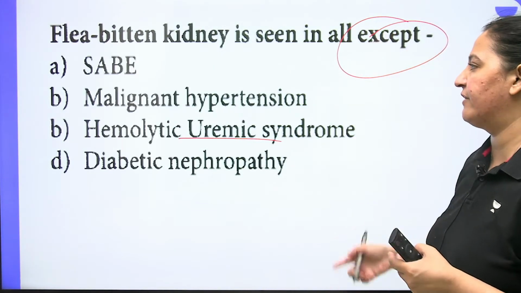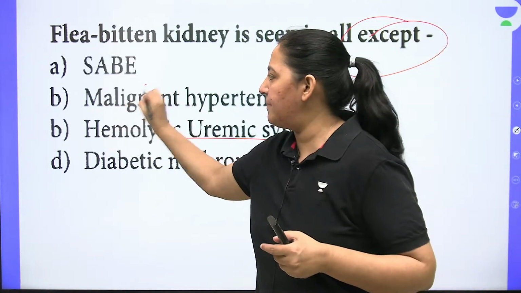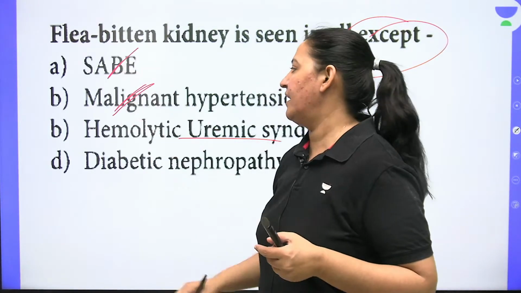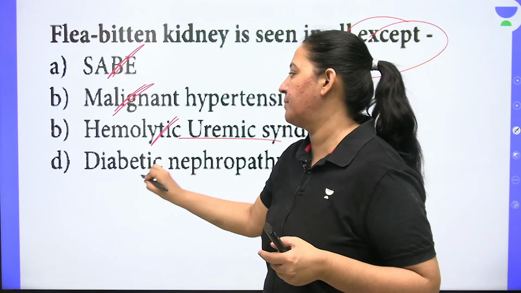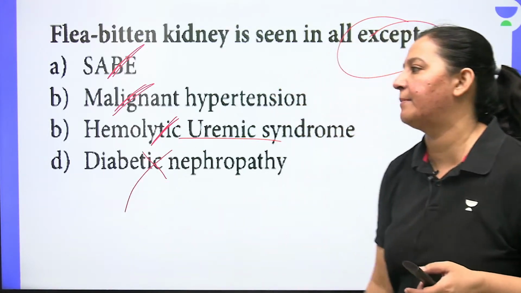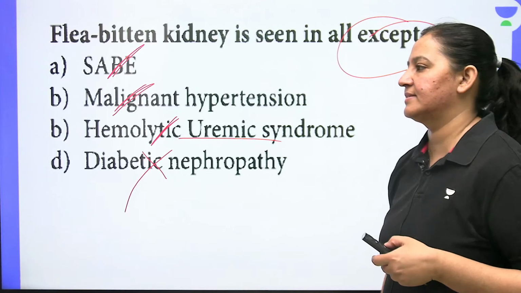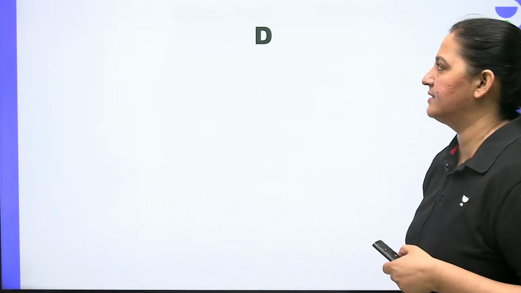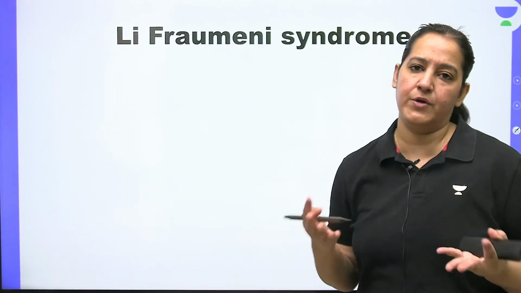Now apply your mnemonic. We hate PSM. PSM का M is there. PSM का S is there. And hate का H is there. But diabetic nephropathy is not a cause of flea bitten kidney. That's how this is our correct answer. And you all are right. Very good. The correct answer here is D. So this is how you have to apply your mnemonics.